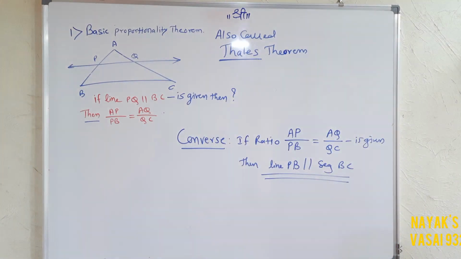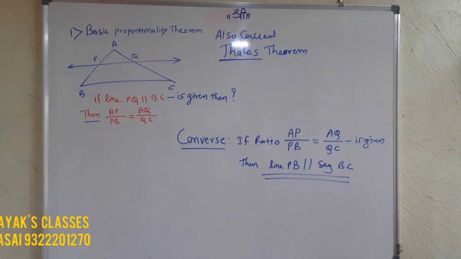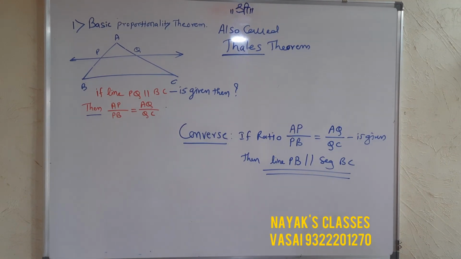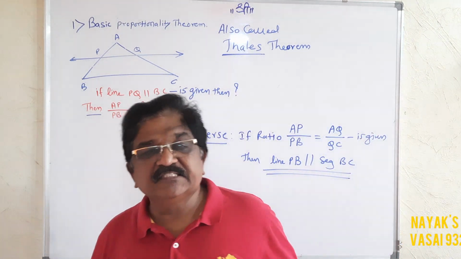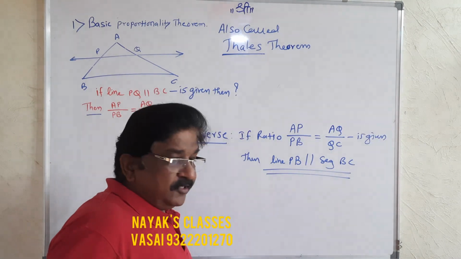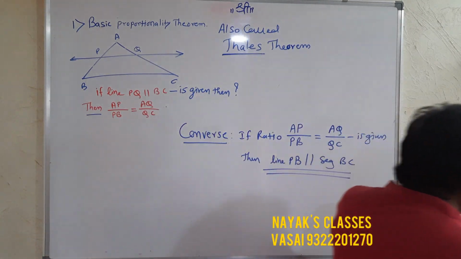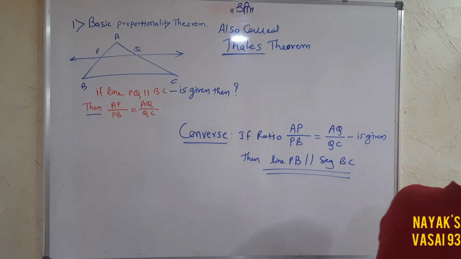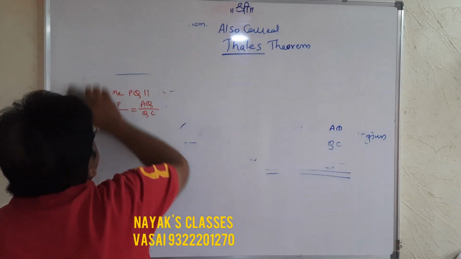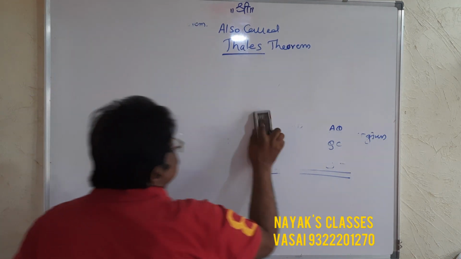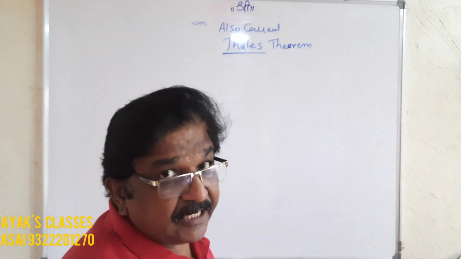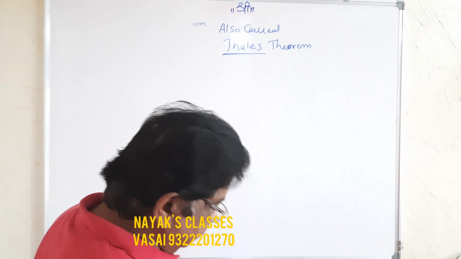We will come across examples based on this in the next exercise. Now the next property. The next property is the angle bisector theorem, a property.